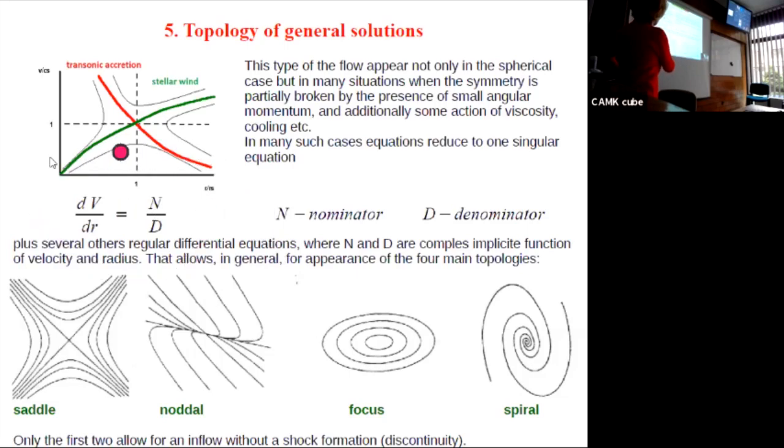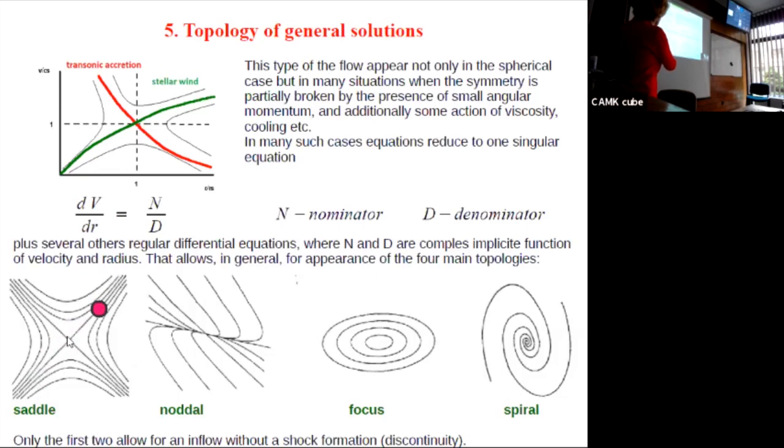Actually, you have one equation which has this form, that the derivative of the velocity with respect to the radius is equal to numerator over denominator, plus several regular equations, which you also have to integrate, but they are not troublemakers. But if you have those additional equations, you can have other topologies of this difficult point. So here I schematically drew this, right? And this is called a saddle point.